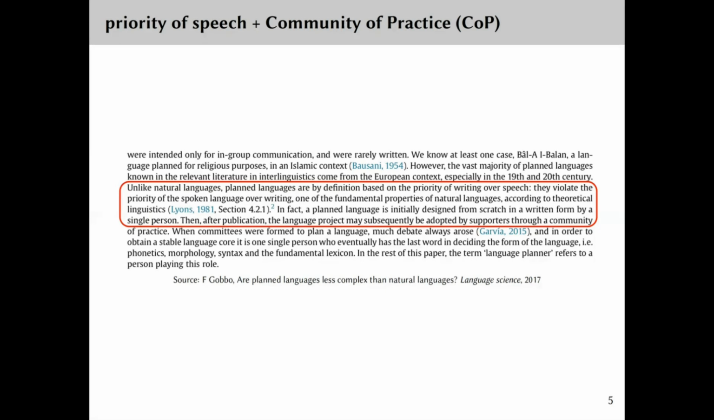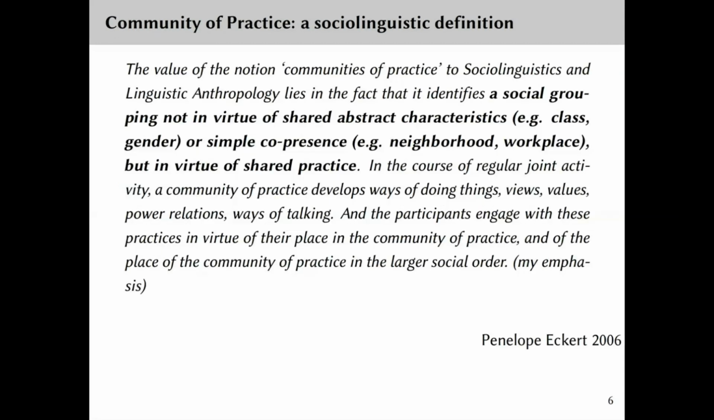They may be adopted by supporters forming a community of practice. And this is the key. So, a community of practice identifies a social grouping not by virtue of shared abstract characteristics, for example, class, gender, or simple co-presence, for example, neighborhood, workplace, but by virtue of shared practice. Think about a community identifying itself through a church. They go to the service, so they participate in the service in the church, and then they talk about the mission of the church and so on. So there are always two levels: the object level, which is the practice per se, and the meta level, the reflection over the practice. And this is how the community is formed.